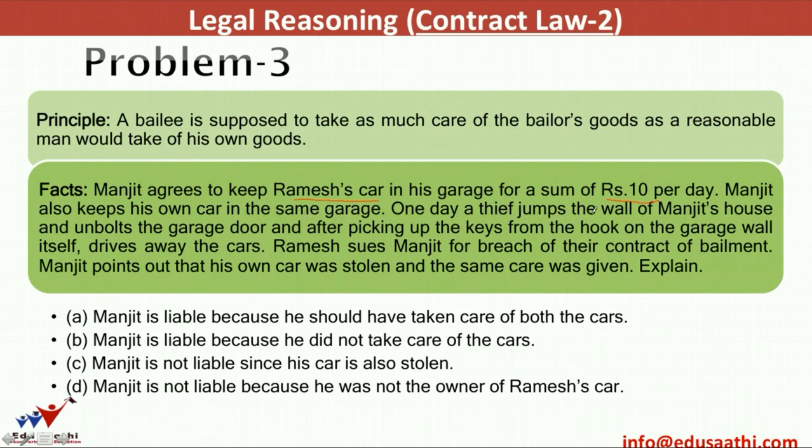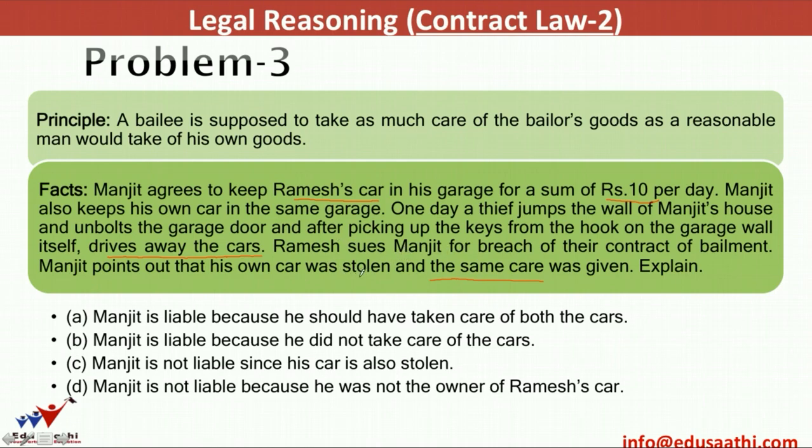One day, thief jumps the wall of Manjeet's house and unbolts the garage door, and after picking up the keys from the hook on the garage wall itself, drives away the cars. So there occurs theft. Ramesh sues Manjeet for the breach of contract of bailment. Manjeet points out that his own car was also stolen and the same care was given. So applying the principle, it is to be considered a reasonable man would have taken more reasonable care as compared to the care taken by Manjeet.